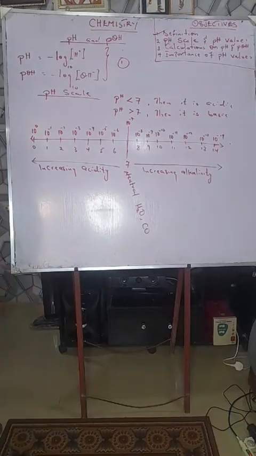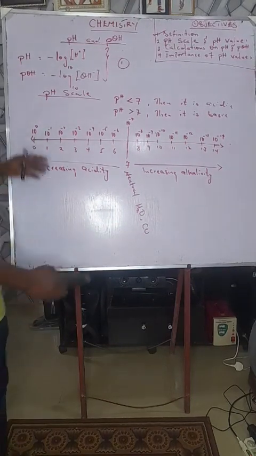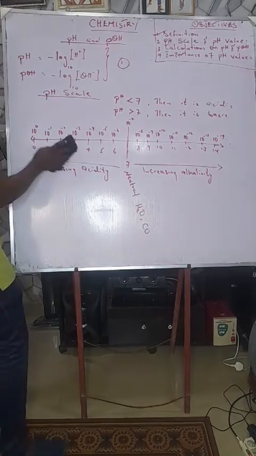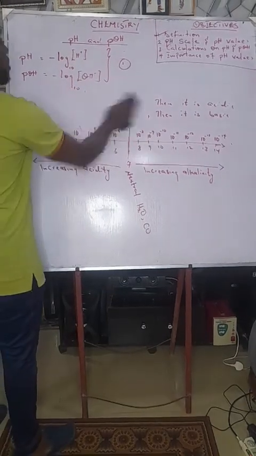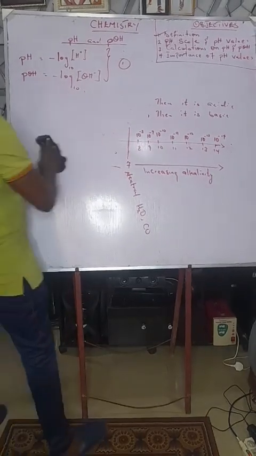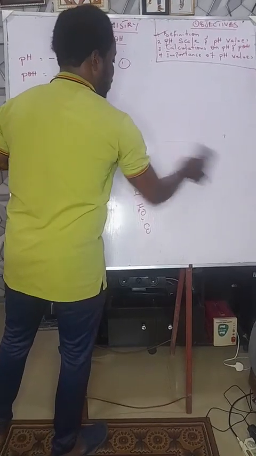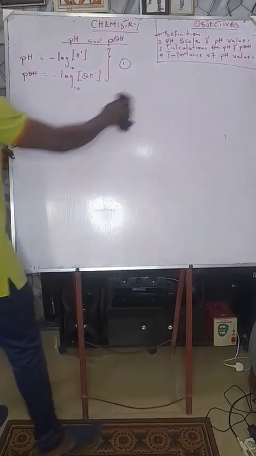So this is my pH scale. Now, I told you from here, I'm going to decode my second formula. I have written my first formula. The first formula is pH is equal to negative logarithm of hydrogen ion concentration to base 10, or pOH is equal to negative logarithm of hydroxide ion concentration to base 10.